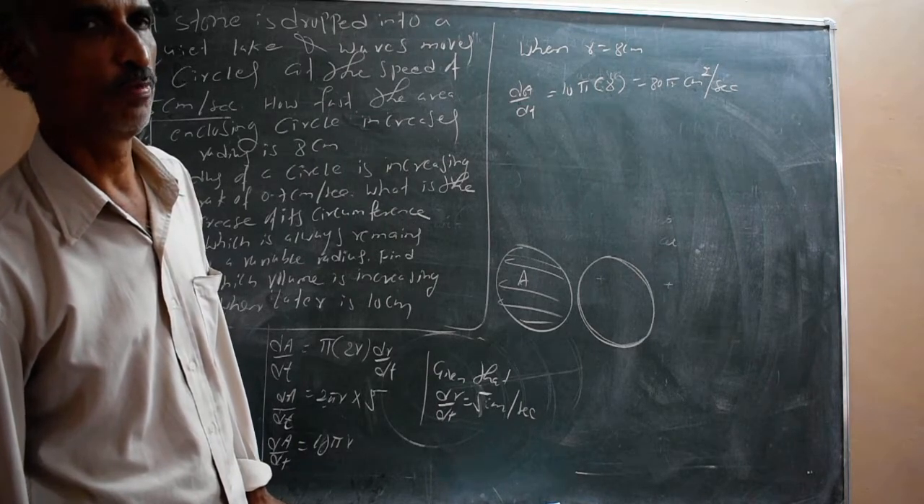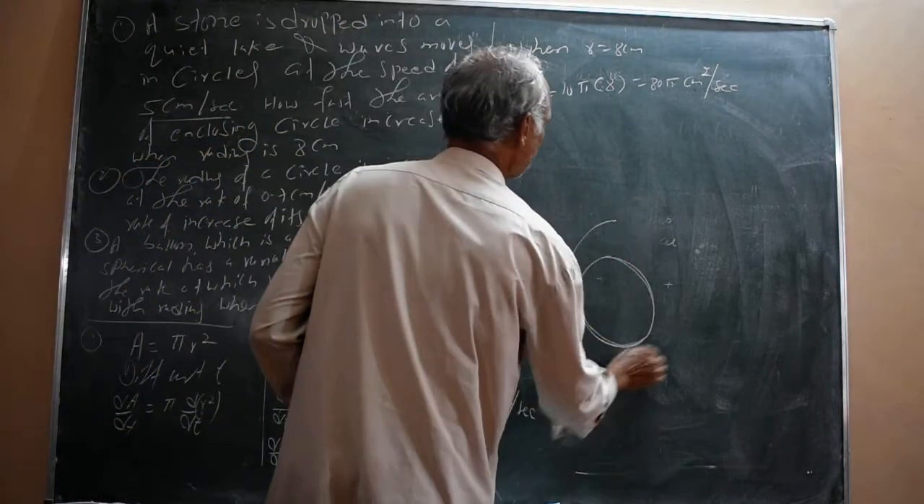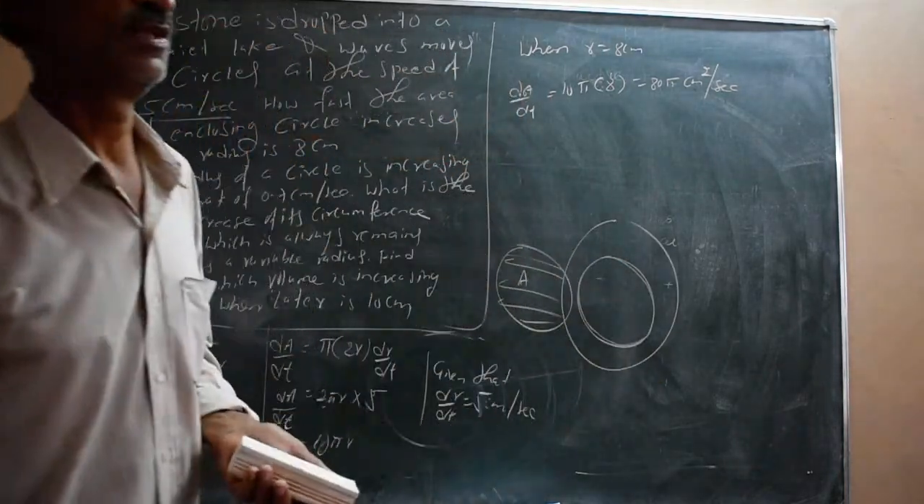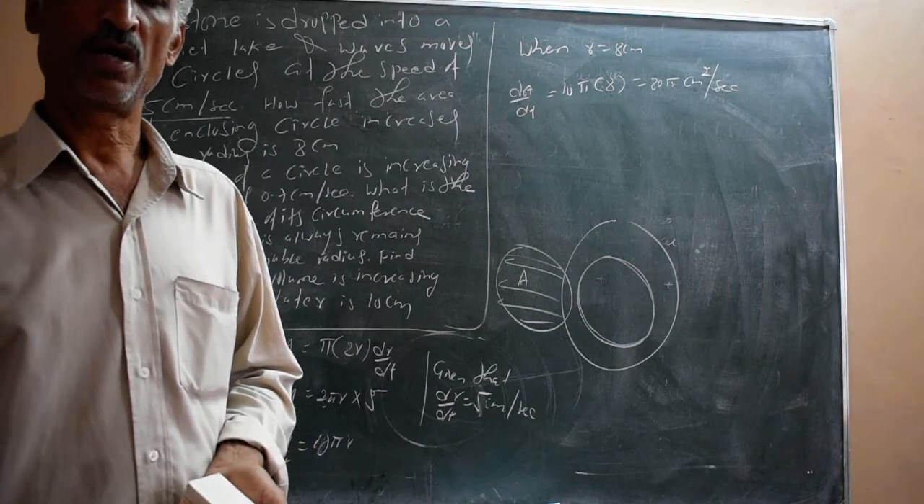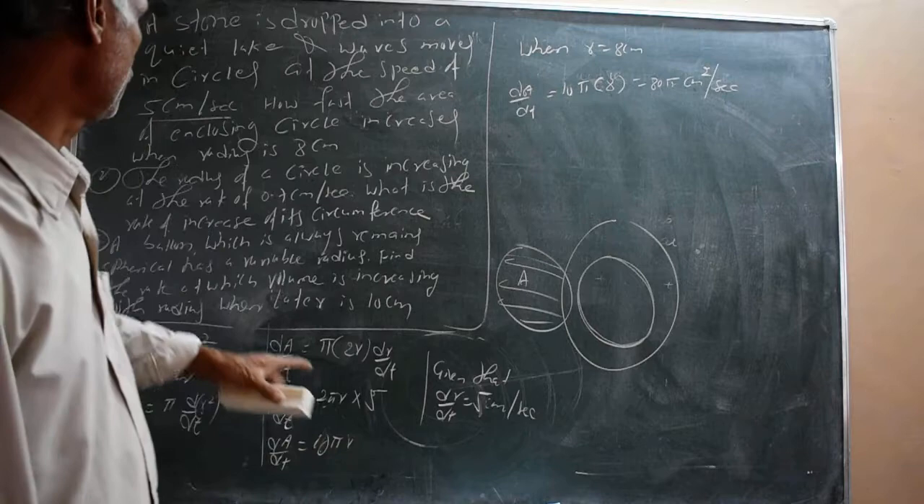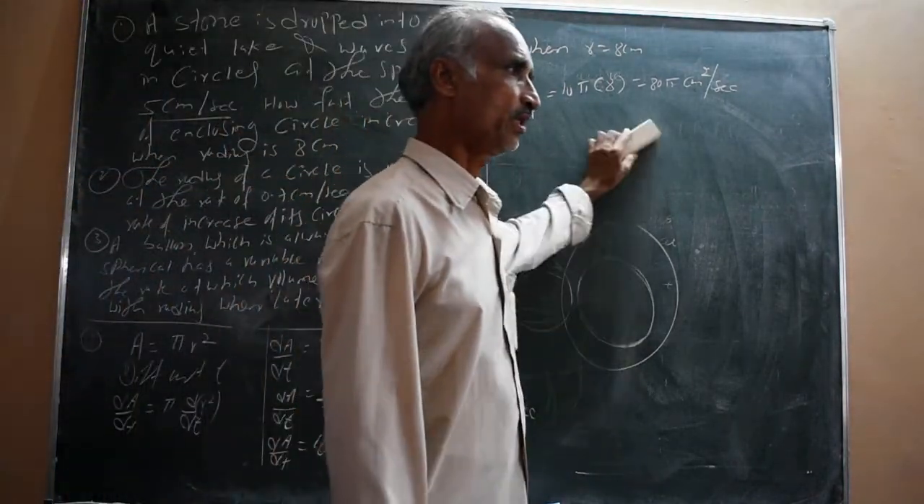ds by dt is 2 pi into d by dt of r. As the circle increases, the radius also increases, which means the radius is not constant here, the radius is variable. So 2 pi into dr by dt, dr by dt is 0.7, that's all. Okay, this is 2 pi into 0.7.